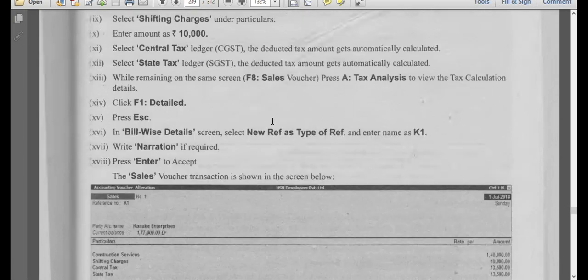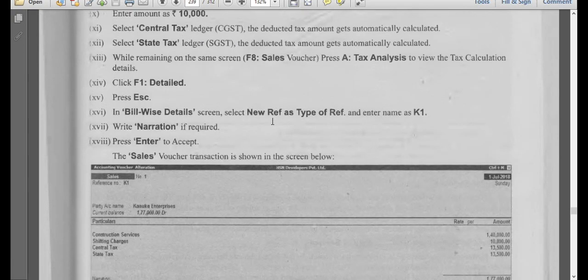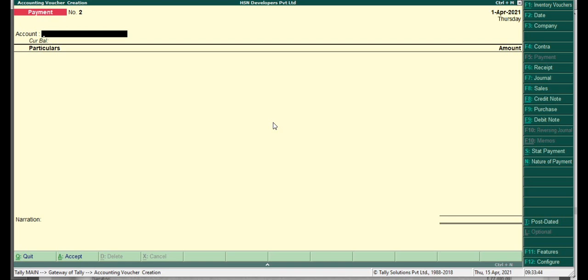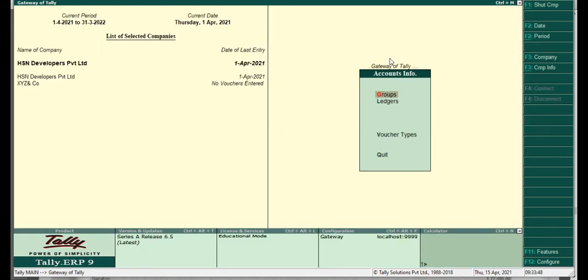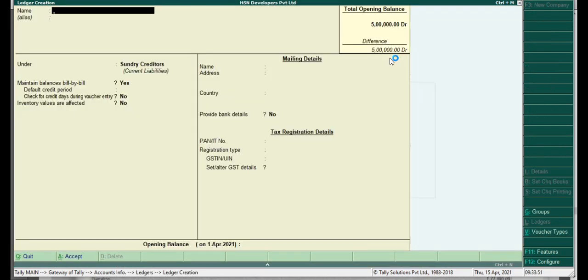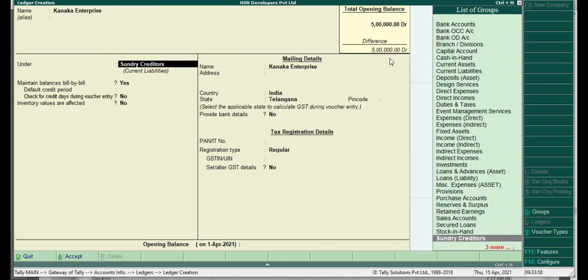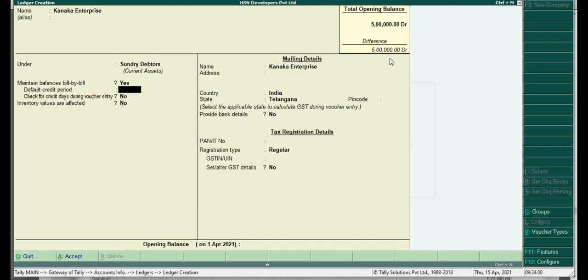So what is this for? Kanuka Enterprise, construction services. Okay, accounts info, ledger, create Kanuka Enterprise under sundry debtors, regular GST number 36 AAPFG1655C1ZH.